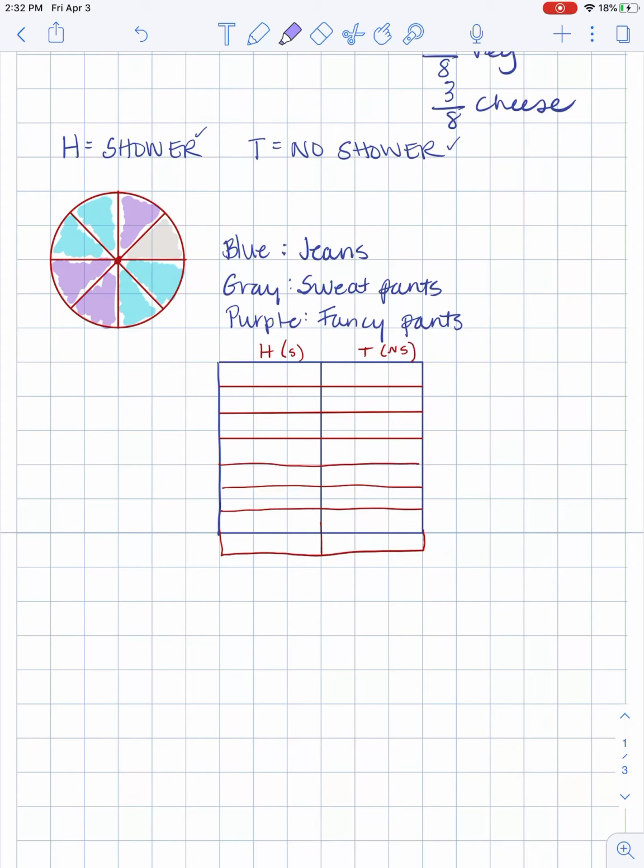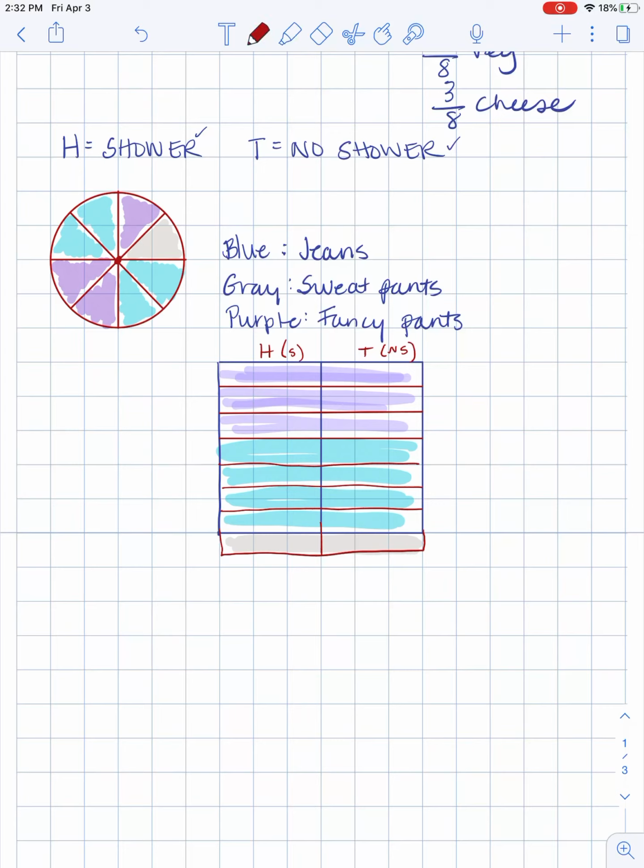So I've got 3 of the eighths are purple. So 1, 2, 3. You see that 3 of our eighths are purple. 4 of our eighths are blue for jeans. 1, 2, 3, 4. And then there's that one beautiful gray line there for sweats, right?